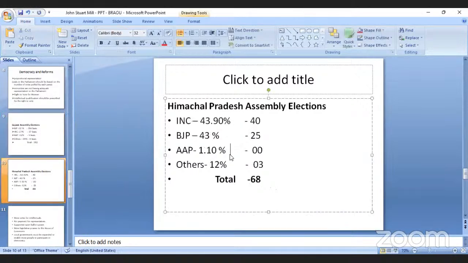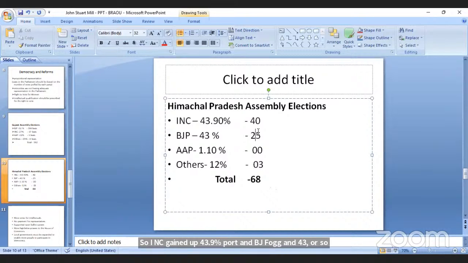The next picture we will see is the Himachal Pradesh elections. INC gained 43.9 percent of votes and BJP got 43 percent, up 1.0, others 12 percent. But their seat counts show quite a difference. It is not in line with the vote percentage.